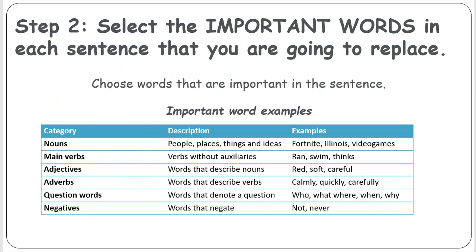Then select the important words in each sentence. Words that are important are nouns, main verbs, adjectives, adverbs, words that question like who, what, when, where, and why, and negatives like not or never.